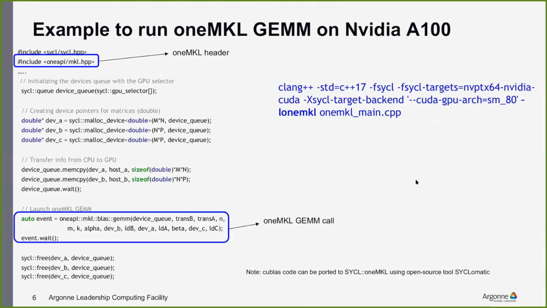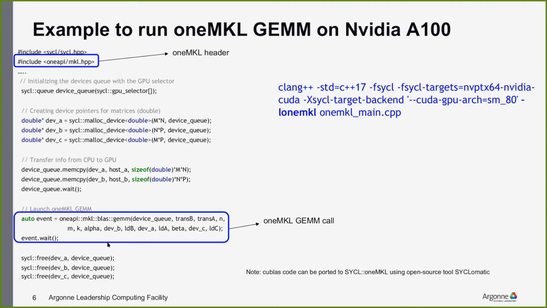This is just an example of how a SQL programming model which uses 1MKL looks like. Traditionally, you just have the SQL header. In addition to that, you have a 1MKL header. Device discovery, you might be familiar with from the past slide. This is memory allocation, and data transfer to the GPU. One new call is the gem, which is using 1MKL gem. There are tools to port an existing cuBLAS usage to SQL 1MKL as well, which I'll talk about in the next few slides.